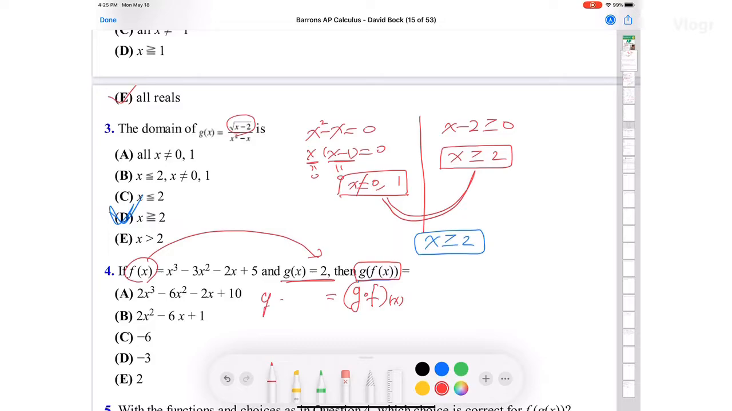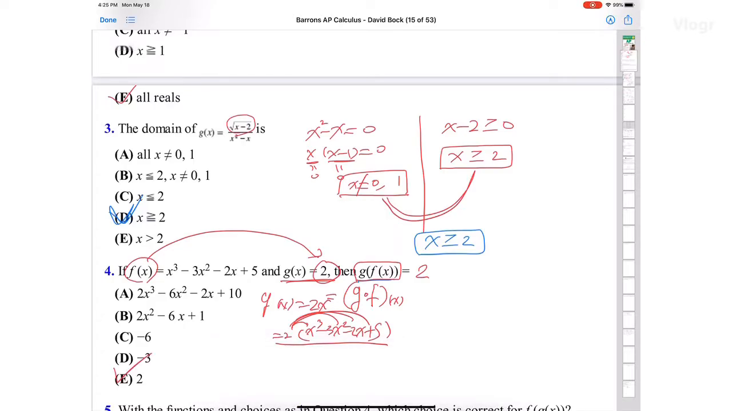If g of x were equal to 2x, your answer would be 2 times the whole f of x, x cubed minus 3x squared minus 2x plus 5, and then you would do the distributive property, right? But unfortunately, g of x has no x. g of x is just 2. That means you cannot plug in anything for x, right? Because it has no x. So it's still 2. So 2 is the answer.